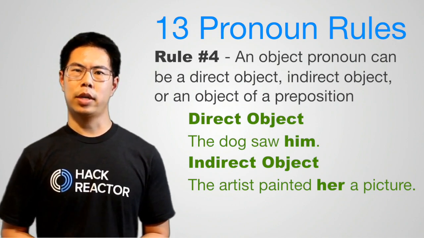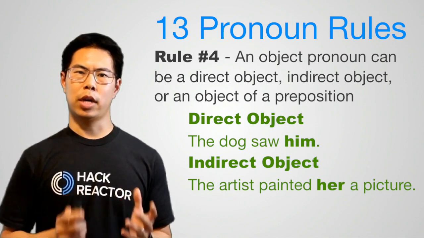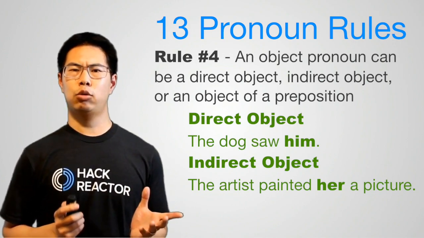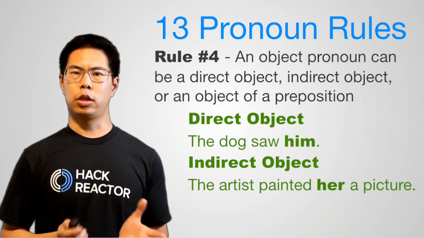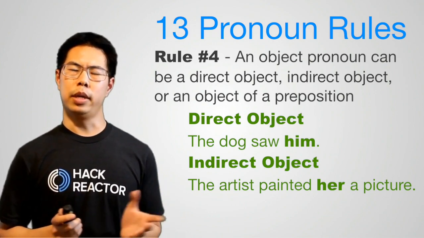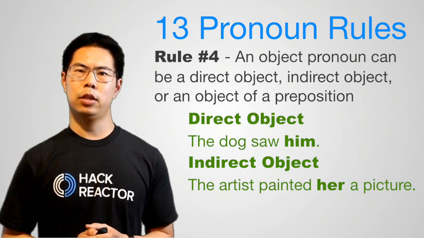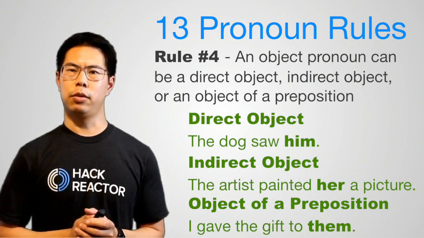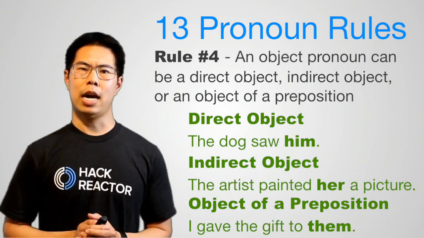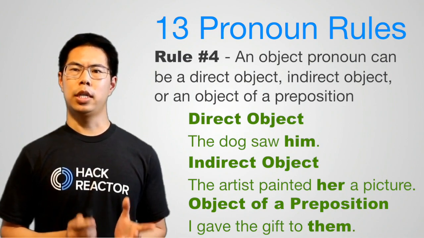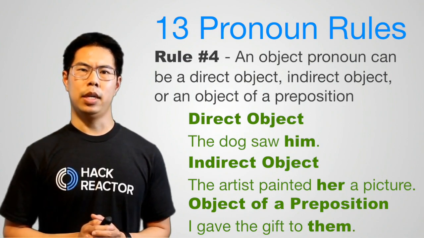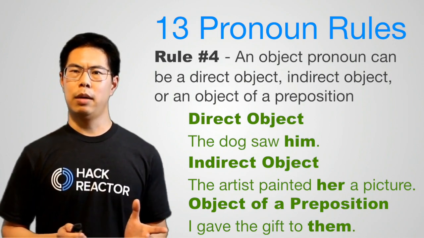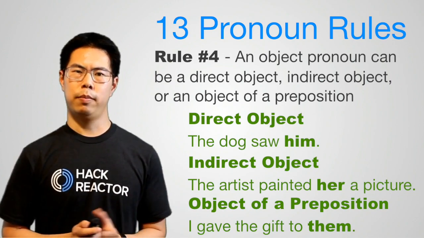An example sentence with an object pronoun that is an indirect object is, the artist painted her a picture. Here, her is the indirect object because her is receiving the direct object picture, and her is an object pronoun because her is replacing the actual person who is receiving the picture, which could have been Sally or the woman. An example sentence with an object pronoun that is an object of a preposition is, I gave the gift to them. Here, them is the object of a preposition because to is the preposition and them is the object of to. Them is an object pronoun because it is replacing something like Bob and Sue or the couple.